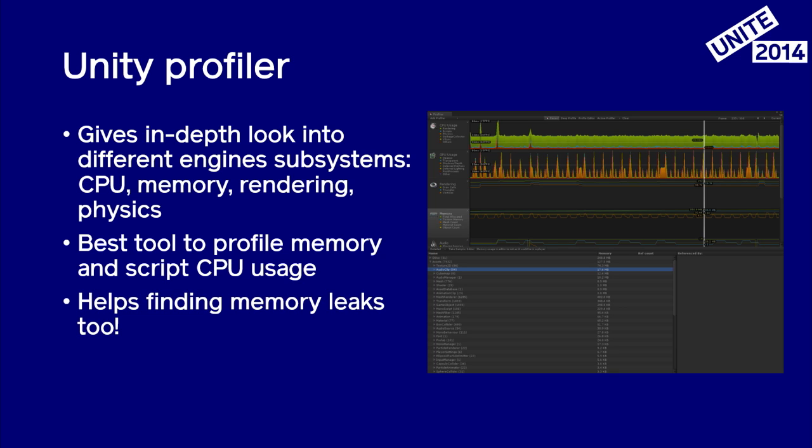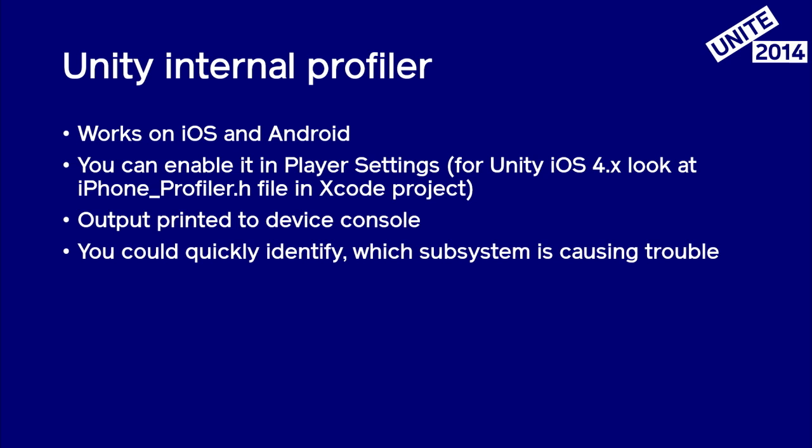And the problem is it's available only in Pro, so free users can't do that. Also, you can't profile GPU, for example, on iOS. That's a problem. So you have no idea what exactly is taking so long on the GPU side. That's why we have the internal profiler, which is available on iOS and Android.